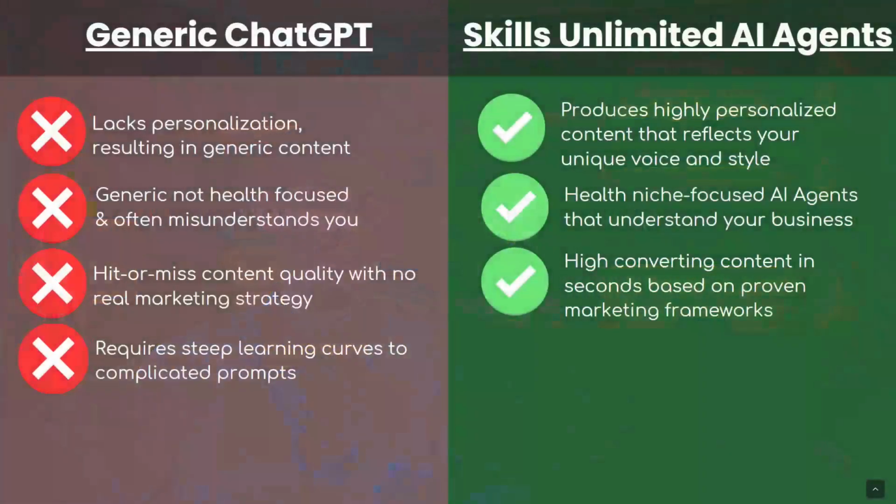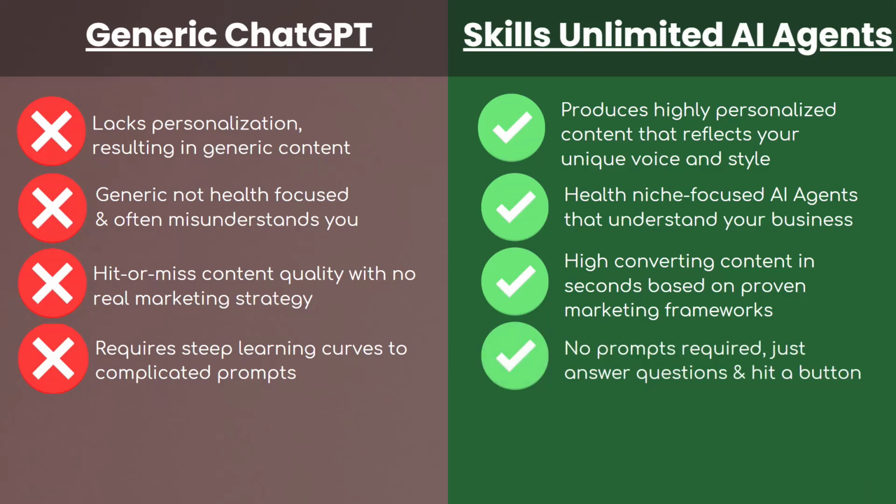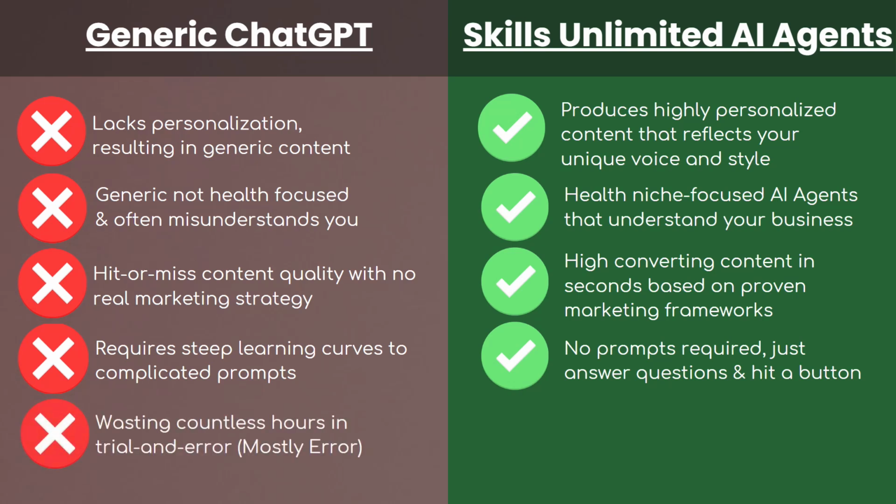And so with Skills Unlimited, there's no prompts required. All you do is answer a couple questions, and you hit a button, and then boom, presto, you have content that sounds just like you, exactly on what you're talking about. It's amazing. And I'll show you what this is in a moment. Another issue with generic ChatGPT is you just waste countless hours in trial and error, and let's be honest, it's mostly error, trying to make the AI do what we want it to do.